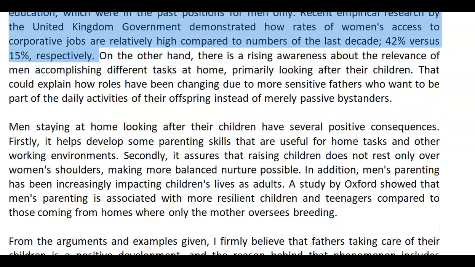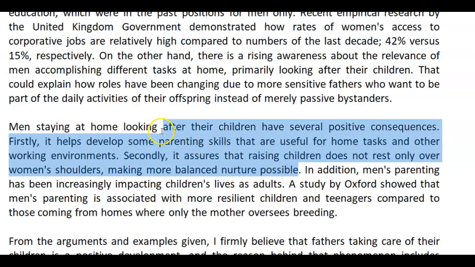Let's see. And then let me look at this paragraph again. Okay, so I liked this part where you talked about how the parenting has been impacting children's lives. They're more resilient. I thought that was good. I didn't think this was so great. Yeah, I felt like this section was weak for a couple of reasons. You talked about parenting skills and home tasks. You didn't develop it. You threw it out there and you gave no support to this idea. And so that for me was a problem.